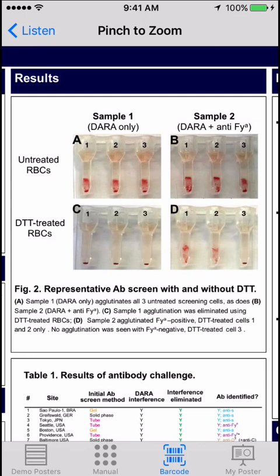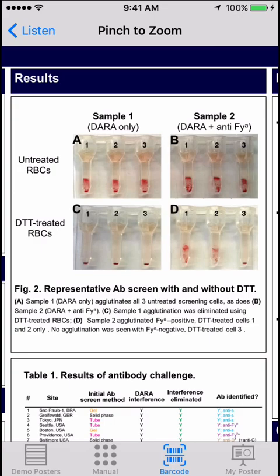However, in Panel D, bottom right, you can see that after treating the cells with DTT, only Duffy positive cells 1 and 2 show agglutination, while cell 3, which is Duffy negative, remains unagglutinated. Thus, the underlying reactivity of anti-Duffy remains easily detectable after DTT treatment has eliminated the DARA interference.